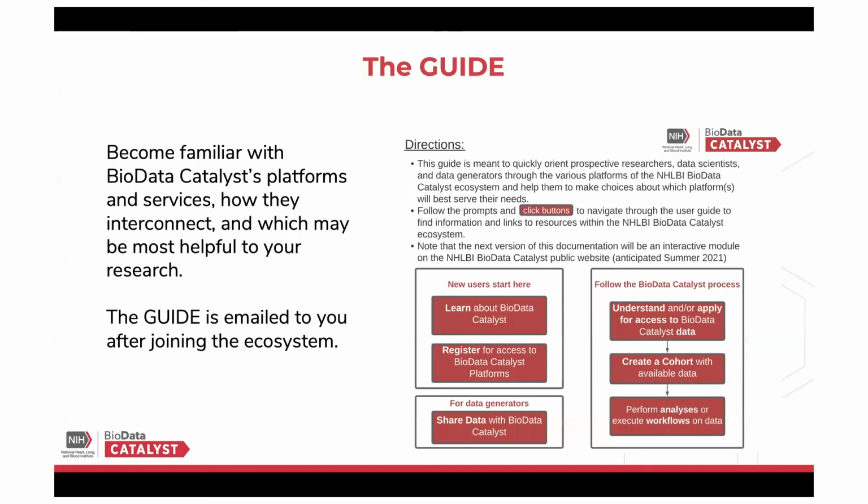When you first sign up for the ecosystem, you'll receive an email with resources to help get you acclimated. One of them is the guide. This might be one of the most beneficial resources for you to become familiar with BioData Catalyst platforms and services and how they all interconnect, and which may be the most helpful for you in your research. So the guide is an interactive PDF. You must download the guide in order to interact with it.